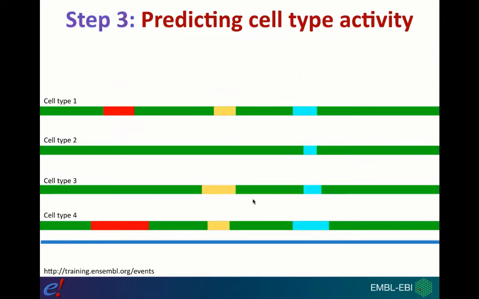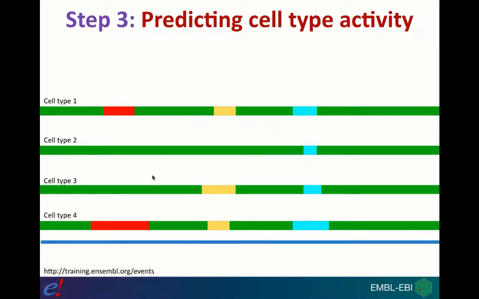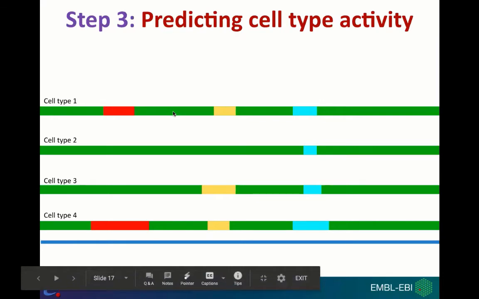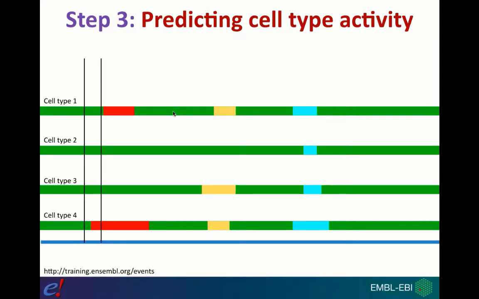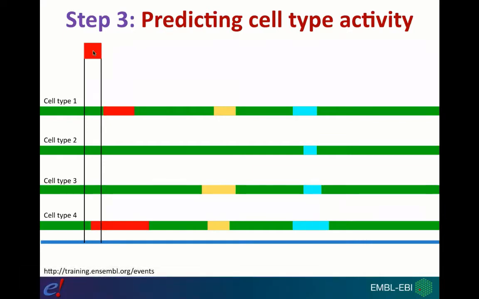Step 3 is to then predict the activity of these features in the different cell types that we have available in Ensembl. So what we do is we take the regulatory feature annotation across the genome for all of the cell types. We're just using 4 here as an example. And then what we do is we move along the genome in 200 base pair blocks, asking at that position, are there any regulatory features annotated? So in this case, we would say yes. So in cell type 4, part of this 200 base pair block has a regulatory feature annotated. So we annotate a regulatory feature here.